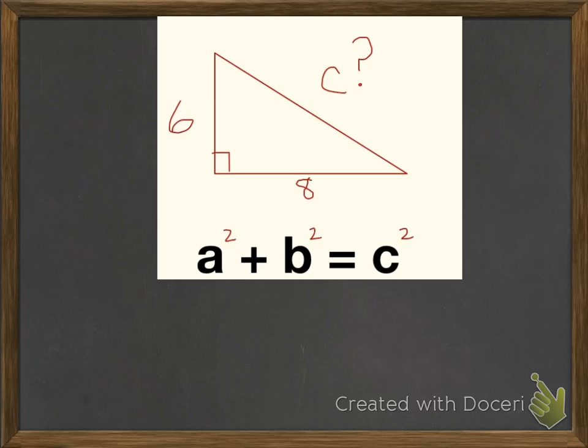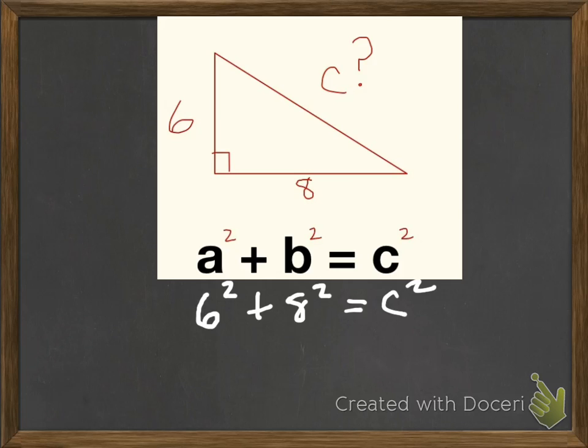Now you see we have a problem here in which we can apply the Pythagorean relationship. We are given a squared and b squared. We must now figure out the value of c. We are going to use the Pythagorean relationship to help us with that. We substitute in the values for a, 6, and b, 8, to help us find the unknown, which is c.